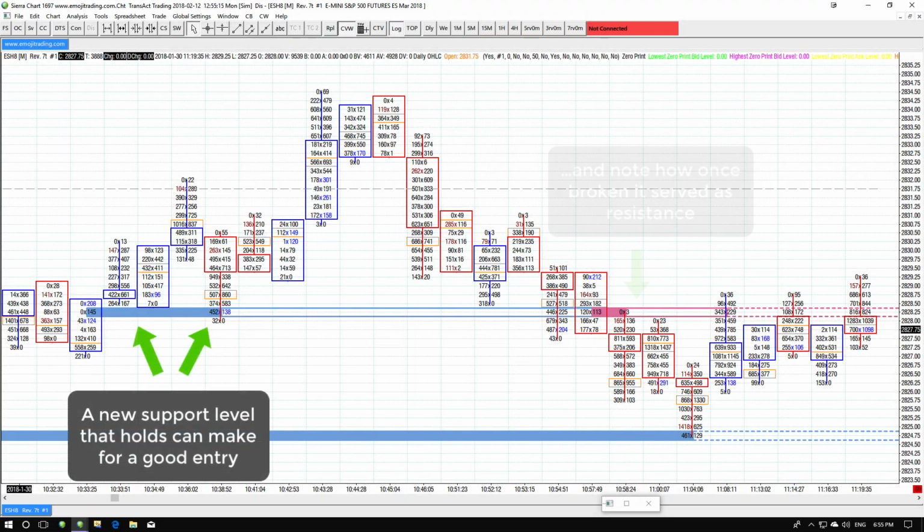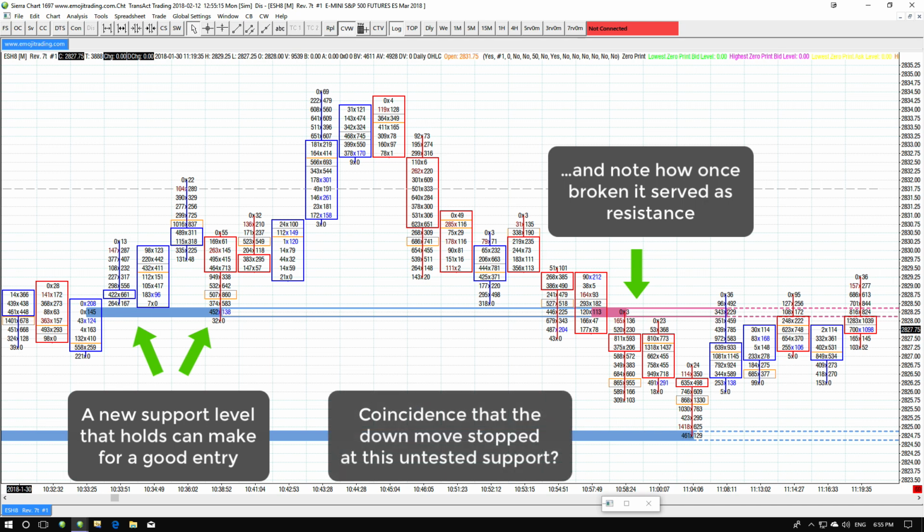Let's look at another chart. The only indicator we have on this chart is emoji trading zero print. A zero print is actually quite a low frequency occurrence on ES. Now look at how the zero print levels hold upon their first test, and also look at how once they've broken, they change role from support to resistance and vice versa.